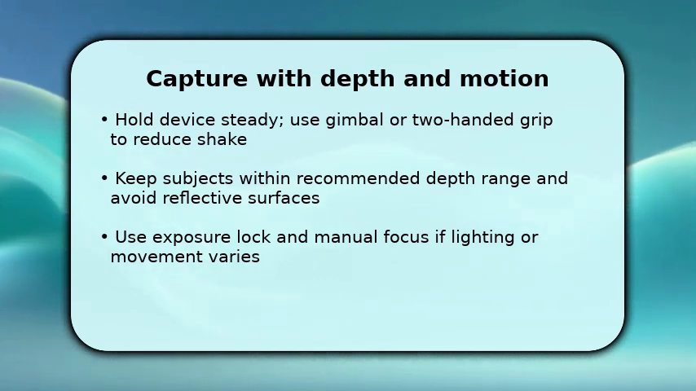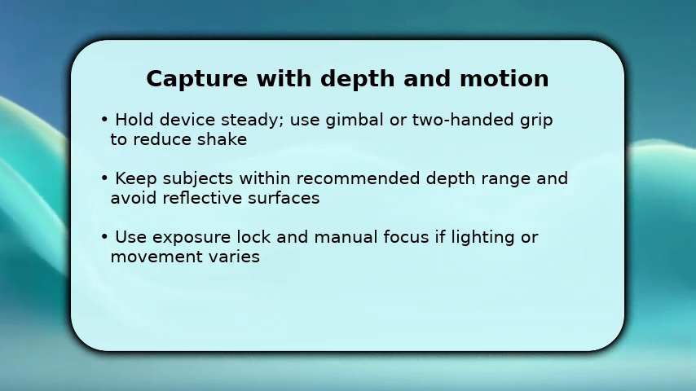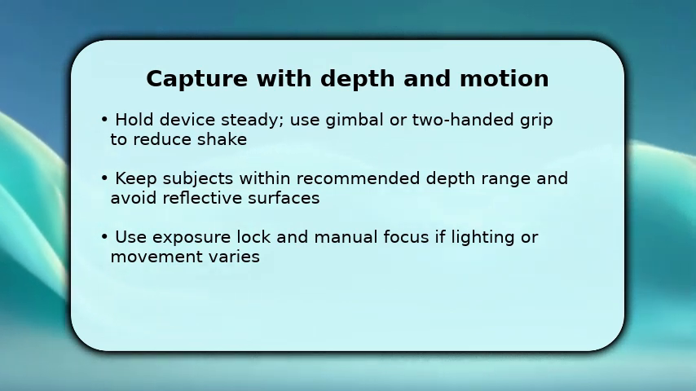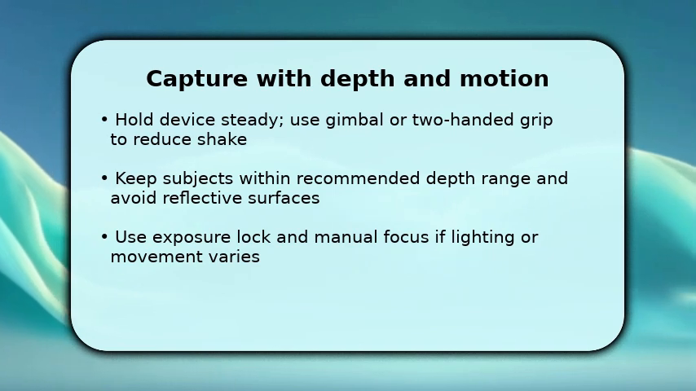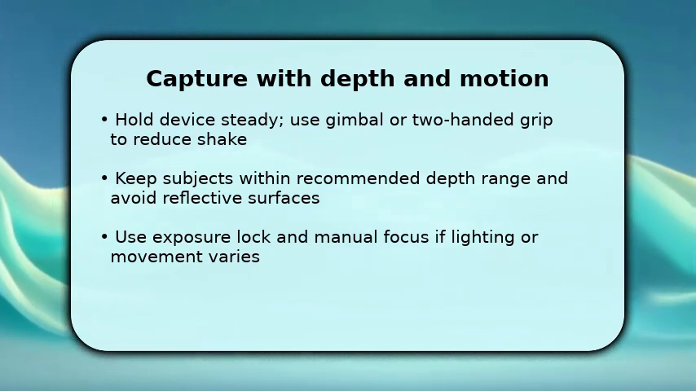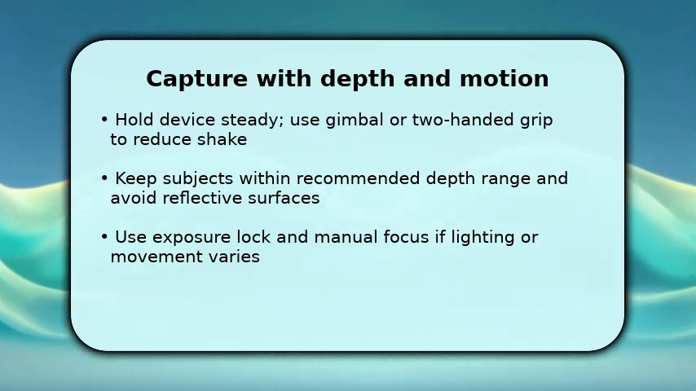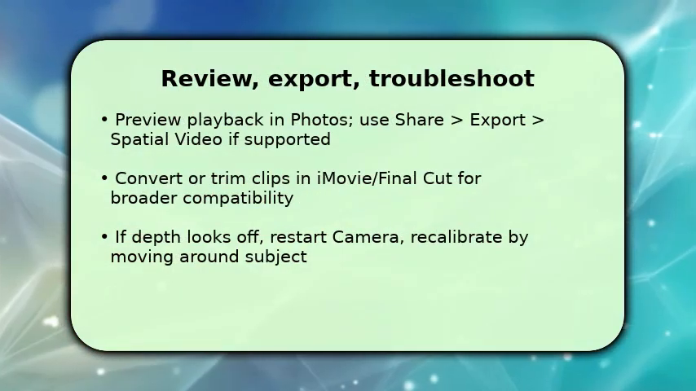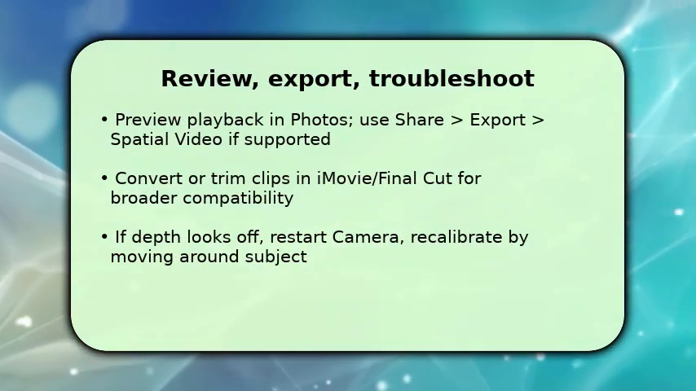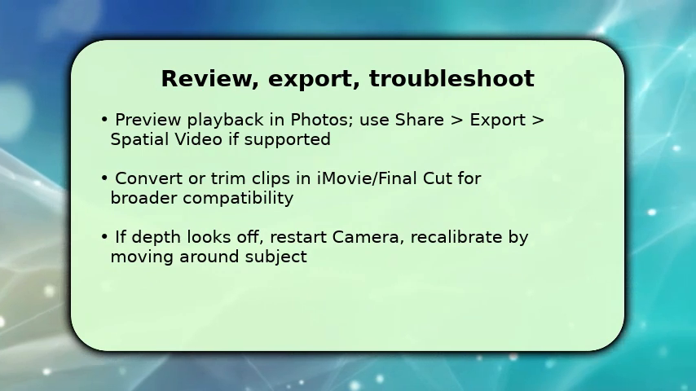Make adjustments. Tap to lock exposure and focus, and use exposure compensation for bright or dark areas. Once you begin recording, maintain consistent speed and angle so the spatial data stitches cleanly, and finish by reviewing your clip in photos and examining the parallax and depth cues. This tells you if the capture succeeded.